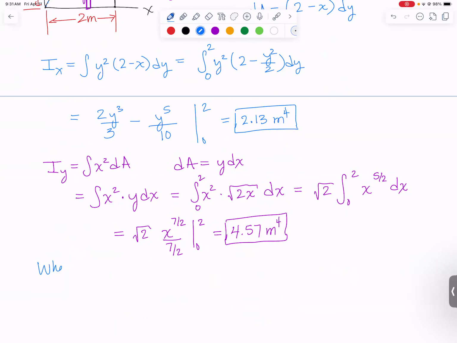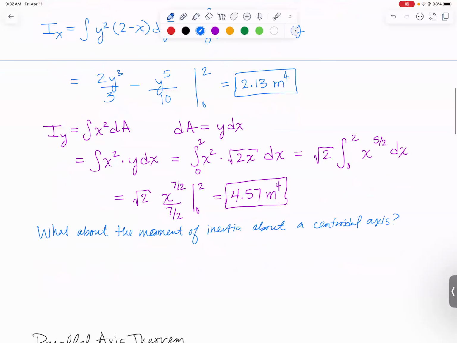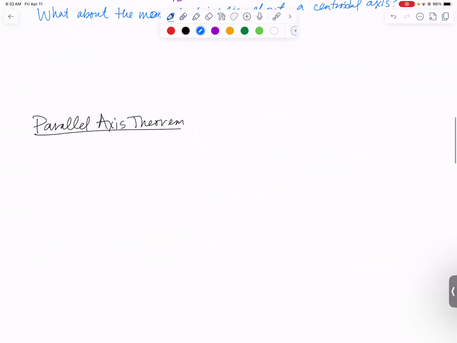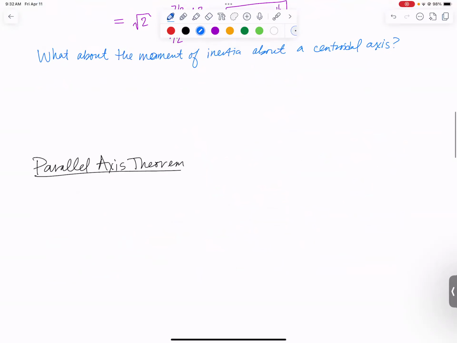So what about the moment of inertia about a centroidal axis? Well, there is a theorem for that. It is called the parallel axis theorem. What is this parallel axis theorem? It's used when we have the moment of inertia about one axis and we want to find the moment of inertia about the centroidal axis, or the other way around. So let me give you the theorem.